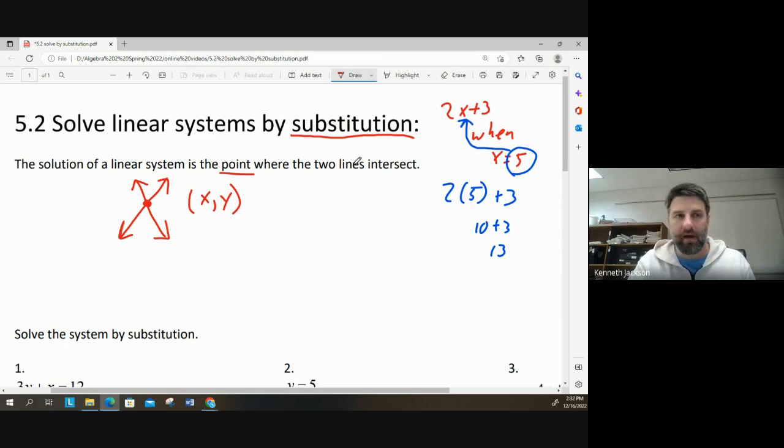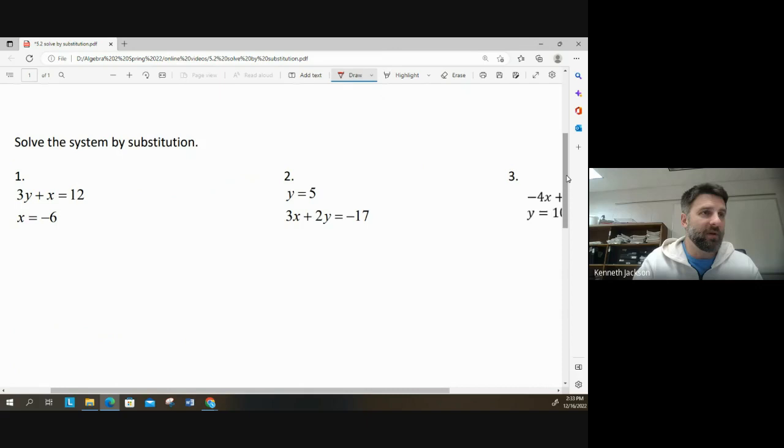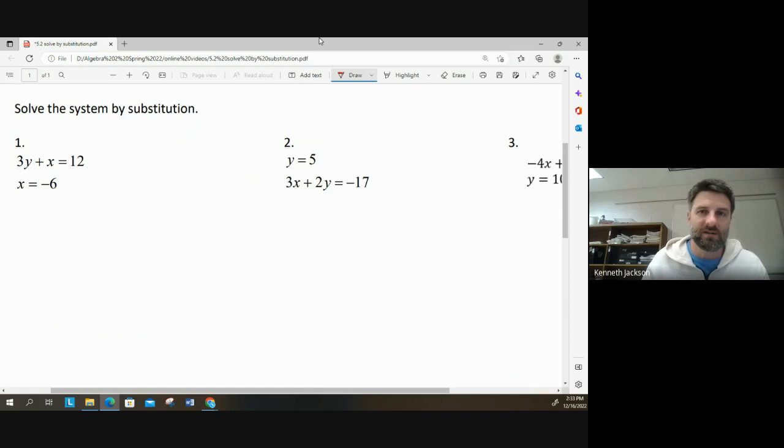So now again, I don't have a picture or graph paper. I'm not graphing these two lines. I'm using some algebra to solve the linear system. And it's the same concept that I just talked about above. I'm going to take the value of x, x equals negative 6, and I'm going to substitute it into the equation. So that would read something like 3y plus, and instead of x, I'm plugging in what x is equal to, negative 6, equals 12.